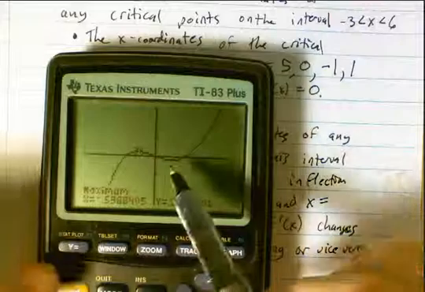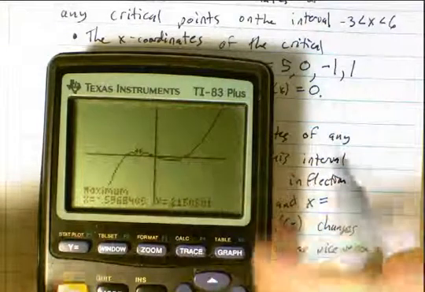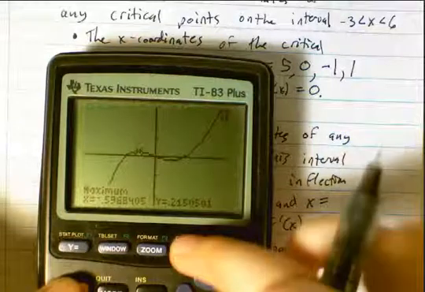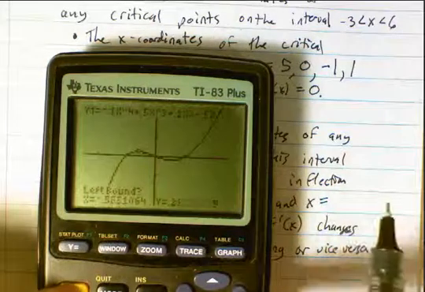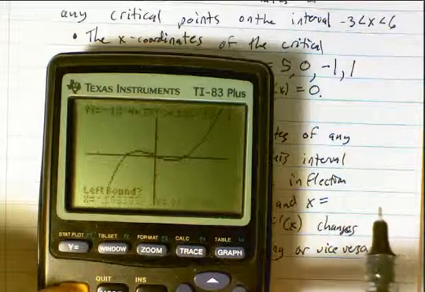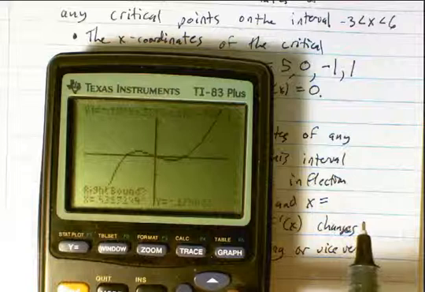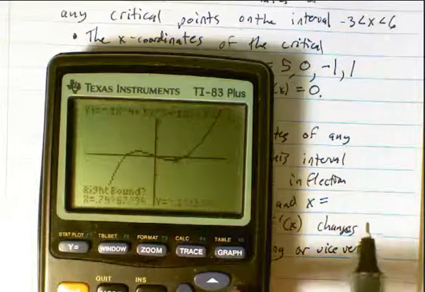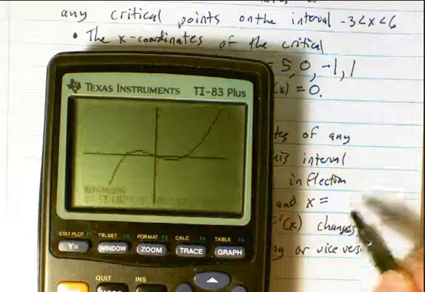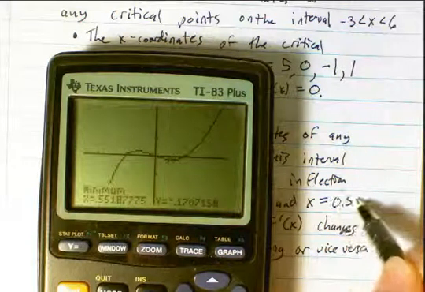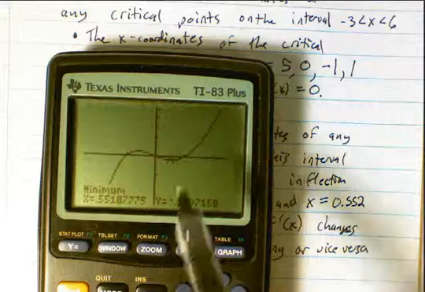Let's do that again over here, but now instead of looking for a maximum, we're looking at a minimum where it goes from decreasing to increasing. So second calc 3 is a minimum. I'm going to start a little bit to the right side of the point that we want. Go past it, hit enter a third time. 0.552.